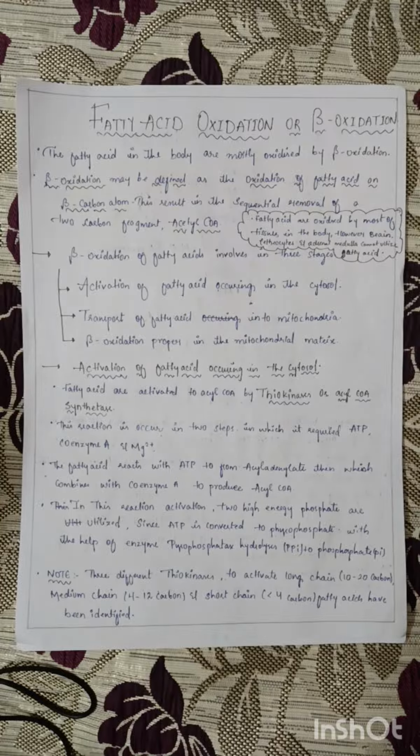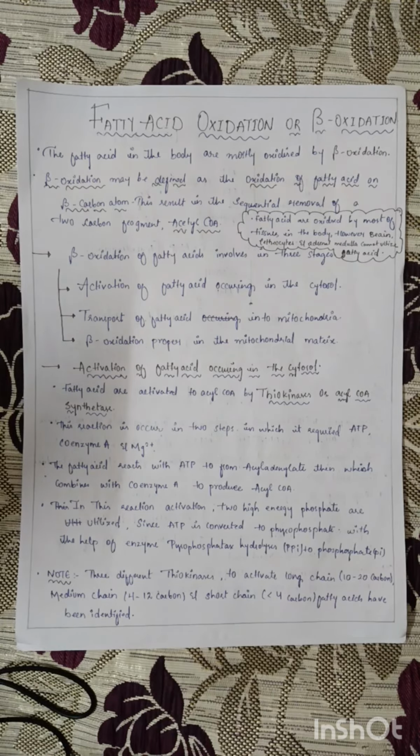Now, in all the tissues, the fatty acid goes into oxidation. In specific tissues, it does not utilize fatty acid or does not go through beta oxidation. In brain cells and erythrocytes, meaning the RBCs, and adrenal medulla cannot utilize fatty acids.